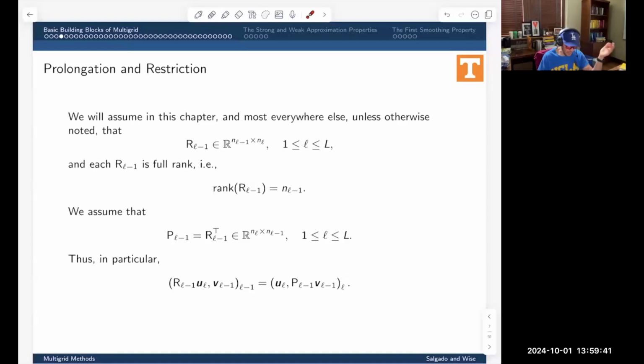Okay, and why not? Let's call it a restriction matrix. Not sure why I didn't say that. So this guy is the restriction, and it's full rank. Well, its full rank must be the lesser of these two numbers, and the lesser of the two numbers, of course, is n_{L-1}. And what else should we do? Well, makes sense. Let's let the prolongation be equal to the transpose of the restriction operator. So this guy here is the prolongation.